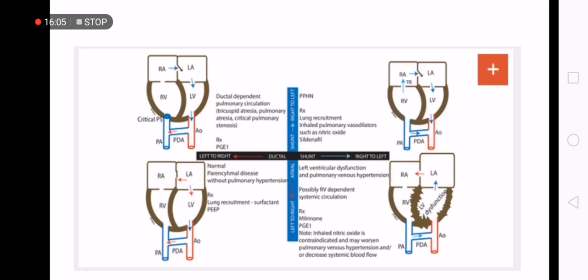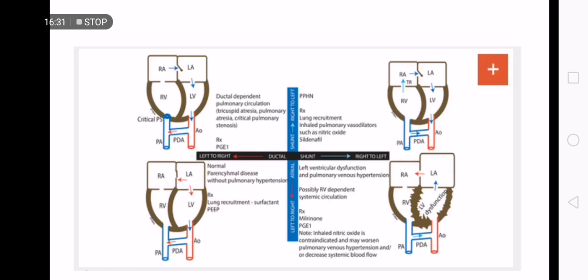The shunting across the PFO is right to left, and through the aorta, the aortic pressure is more than the pulmonary pressure. So the aorta supplies the PDA with blood, and it goes to the pulmonary artery to supply the pulmonary artery and its branches. So this is a duct-dependent pulmonary circulation.